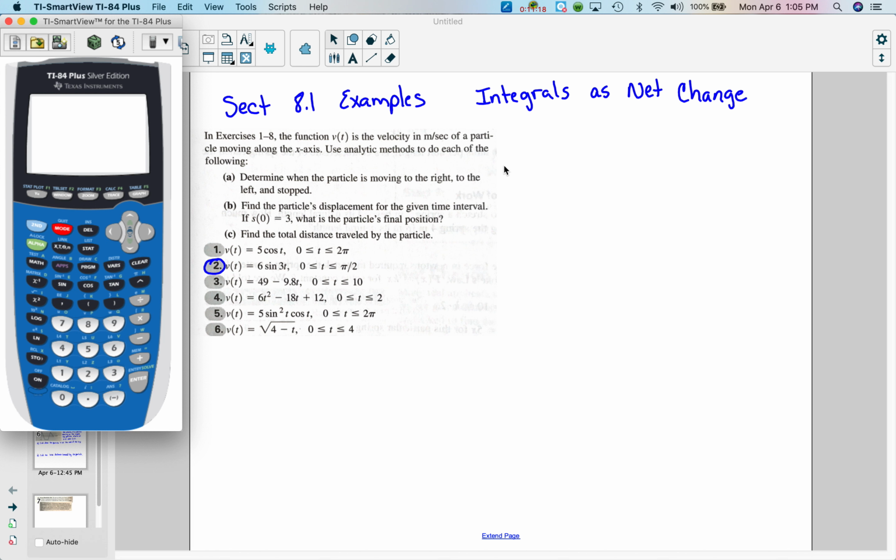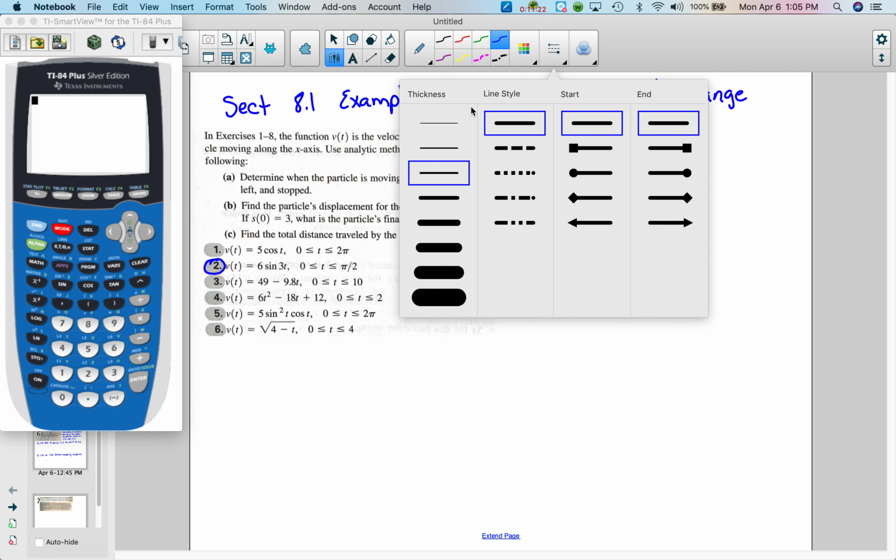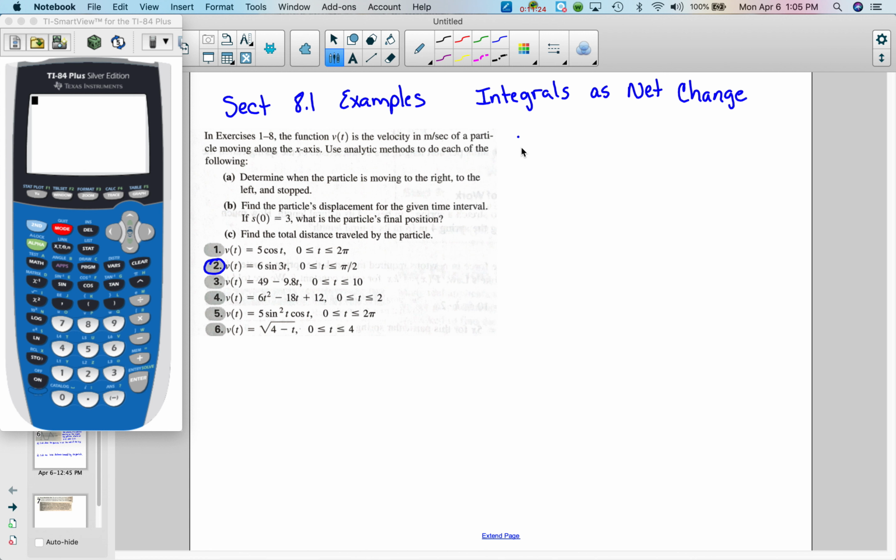Recall that it's moving to the right when v of t is positive. It's moving to the left when v of t is negative, and it's stopped when v of t is 0. So that's what we have to determine first.